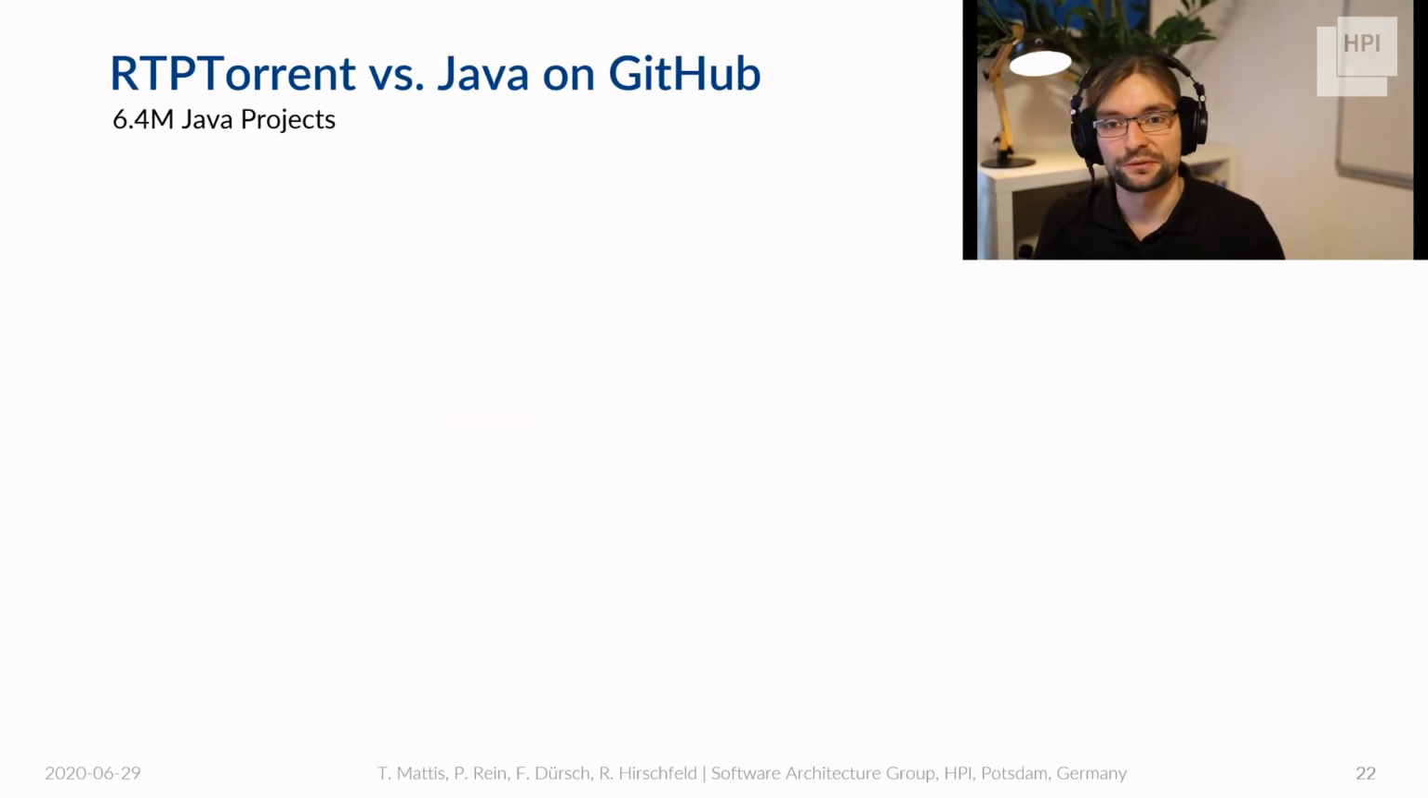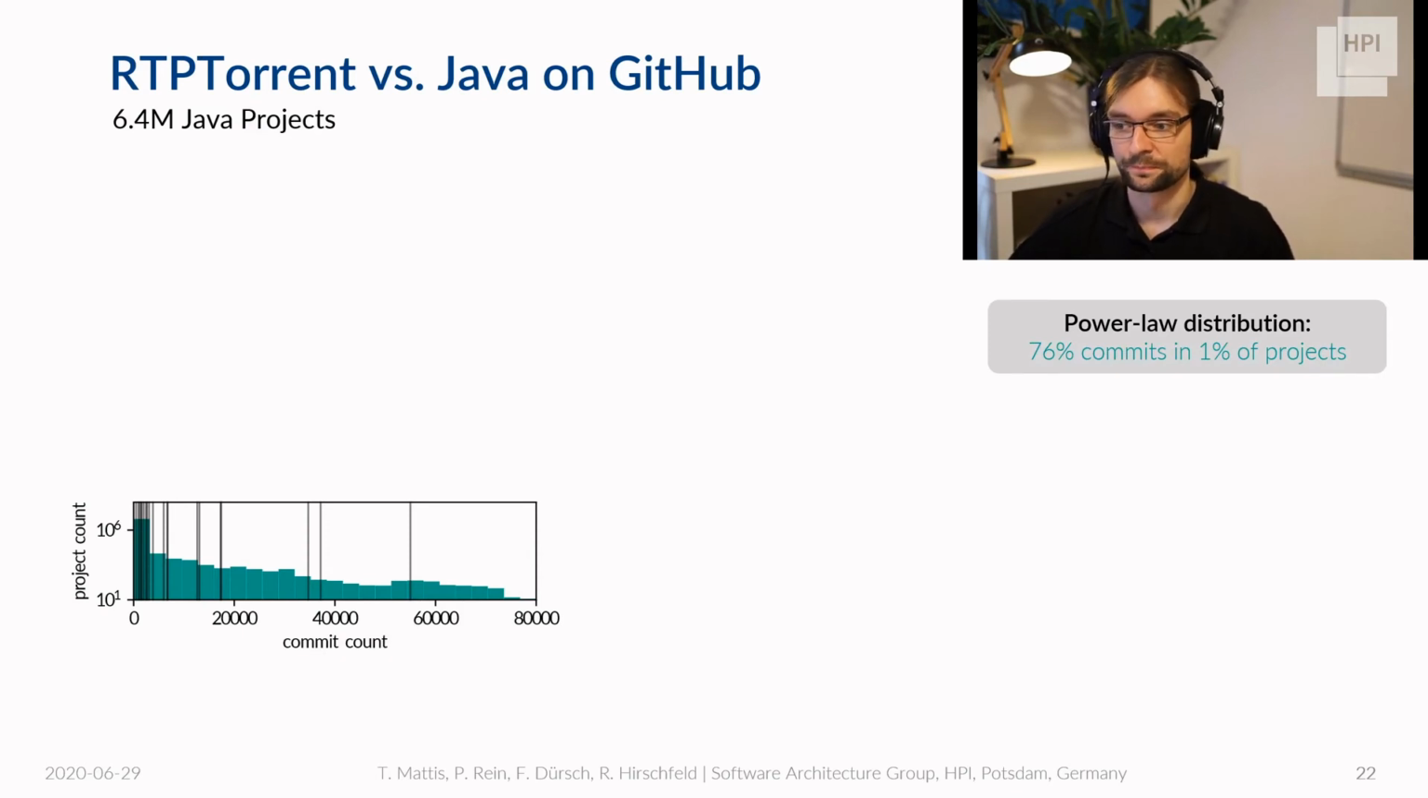Now, an important question is whether this dataset is representative of the data we found on GitHub. So we analyzed all Java projects on GitHub, which are 6.4 million. And we looked at whether the commit count in our projects is representative of the overall contributions across the Java community. The first thing we noticed is that the data we see on GitHub has an extreme power law distribution. That means a large percentage of commits are concentrated on a very small set of projects.